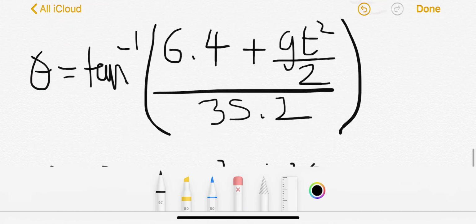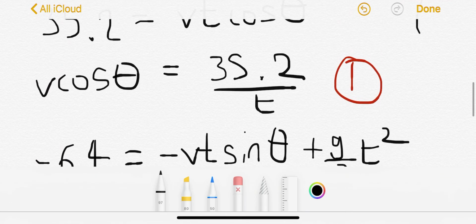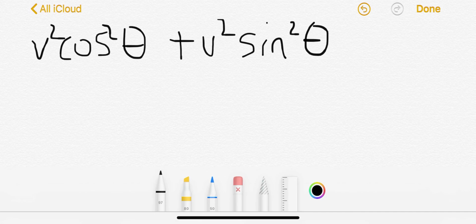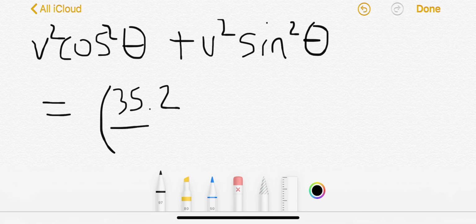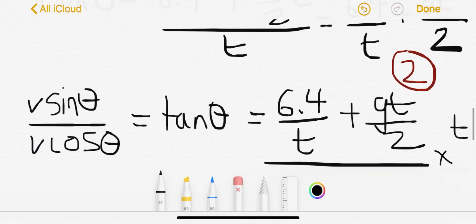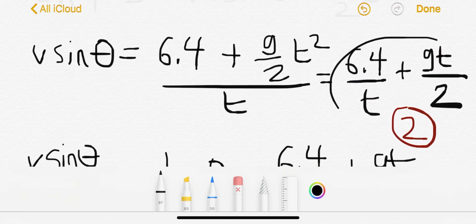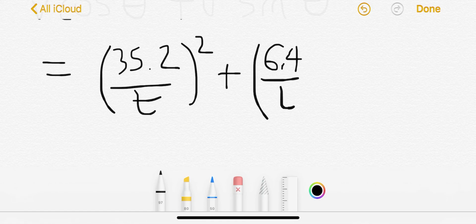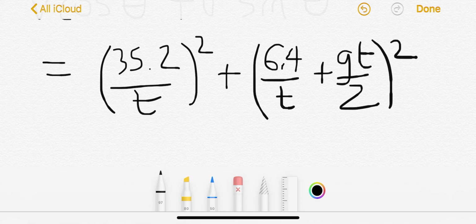But what was equation 1? Equation 1 was v cos theta equals 35.2 over t. So this must be equal to 35.2 over t, all squared. And then equation 2 told us that v sine theta was this thing here. So we just need to square that as well. So we add 6.4 over t plus g t over 2, all squared.